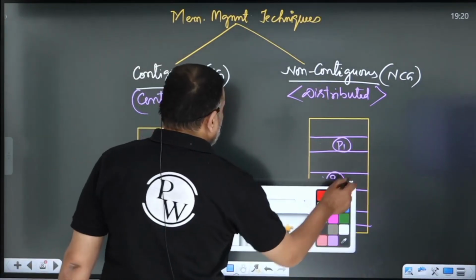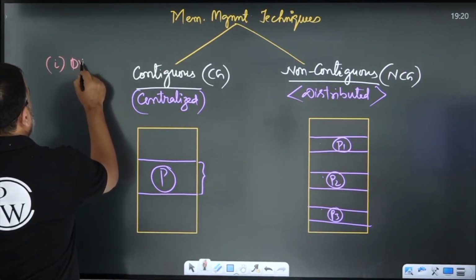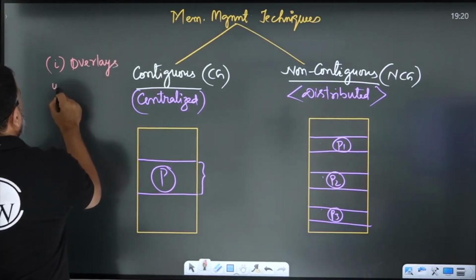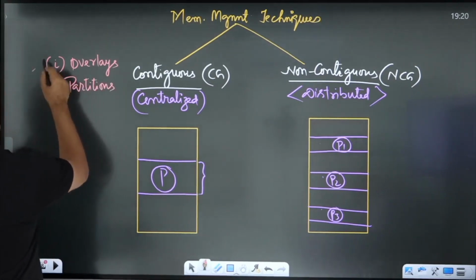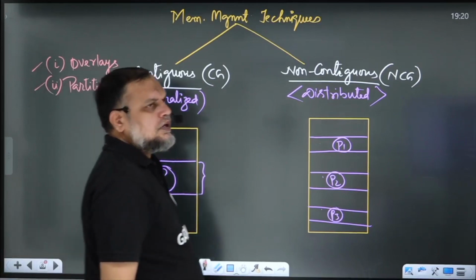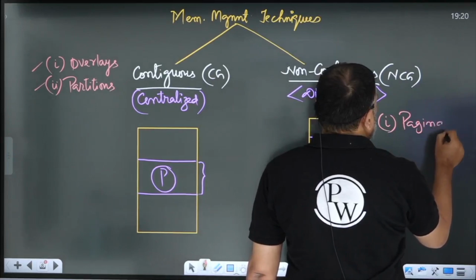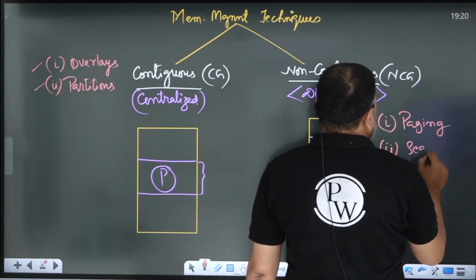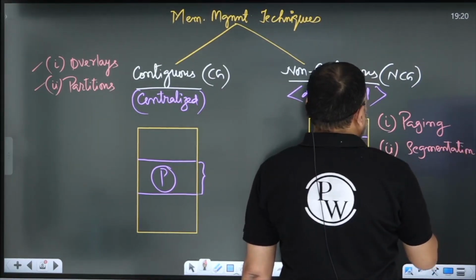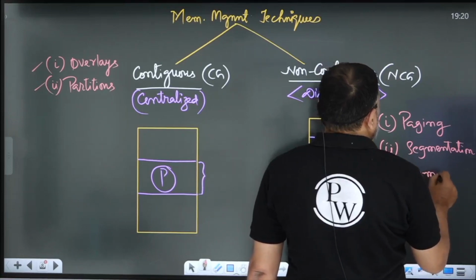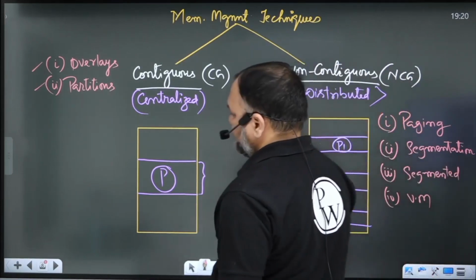The different techniques that come under contiguous allocation are first overlays, second partitions, fixed and variable partitions. These are two important techniques. Of course, both of them are primitive approaches. Modern day techniques use non-contiguous. And the techniques that we use here are paging, segmentation first, and then segmented paging. And then last, virtual memory as a concept also comes under non-contiguous allocation.